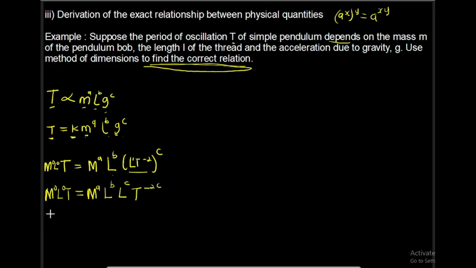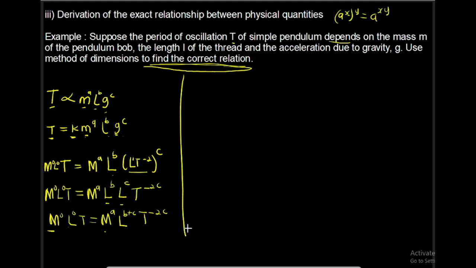And that will give us M raised to power 0, L raised to power 0, and then we have T equals M raised to power a. Now L raised to power b, L raised to power c, you discover that the bases are the same, and they are multiplying. Since the bases are the same, you take one of the base and then add up the powers. So we have b plus c, and then T raised to power of minus 2c. Now we can equate dimensions, M and M, L and L, T and T, and then we solve.